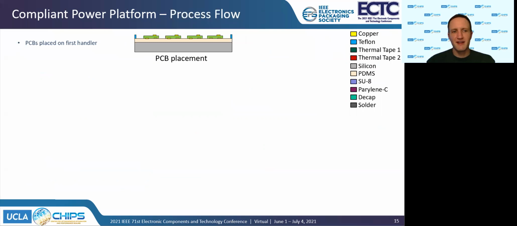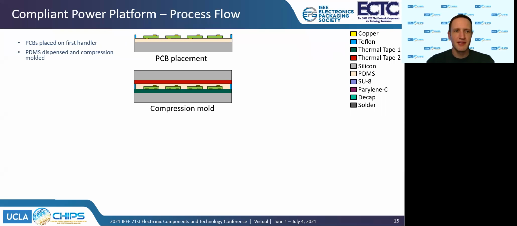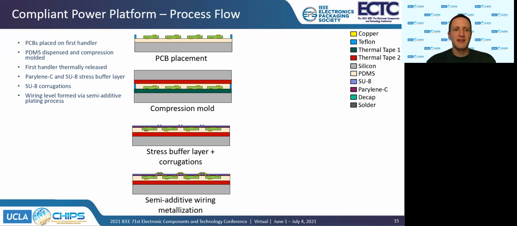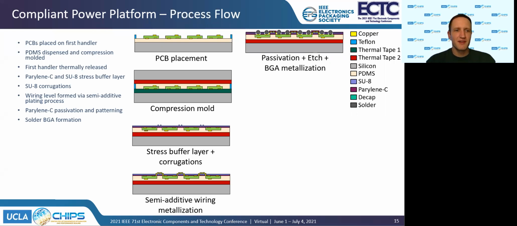So similar to FlexCon, the process flow for the compliant power platform is an adaptation of the FlexRate process flow. We first place the PCB segments onto the first handler. Next, PDMS is dispensed and compression molded. The first handler is thermally released, followed by deposition of the parylene C and SU8 stress buffer layer and SU8 corrugation formation. The wiring level is formed via a semi-additive plating process, which is then passivated with parylene C, followed by etching to the BGA pads on the PCB segments and solder ball deposition.